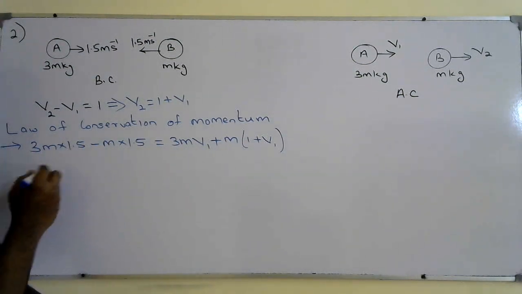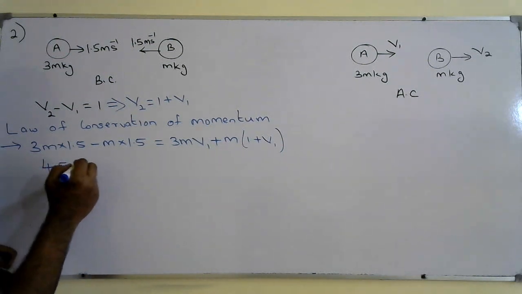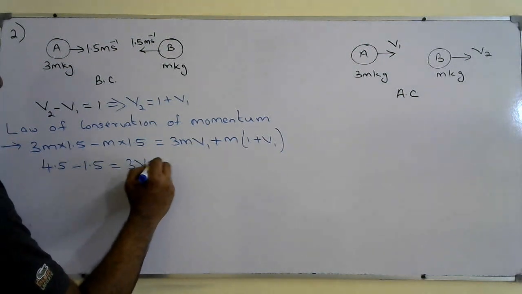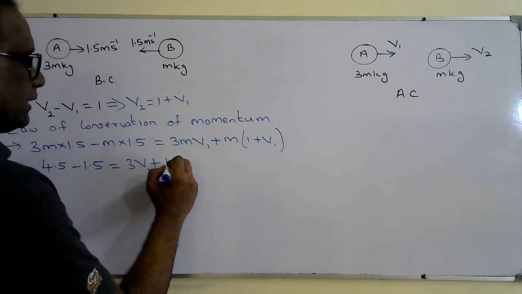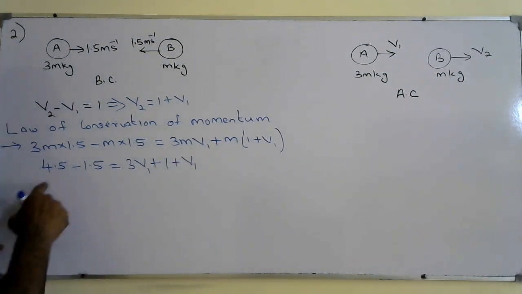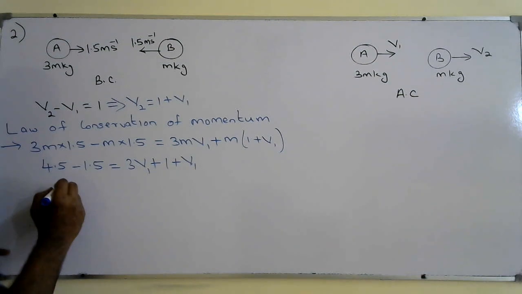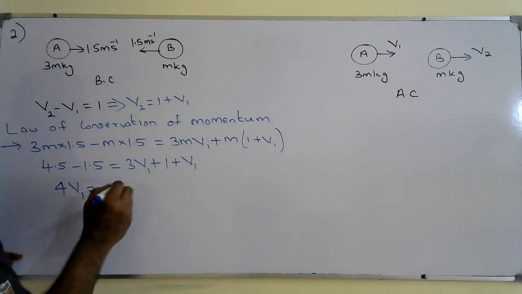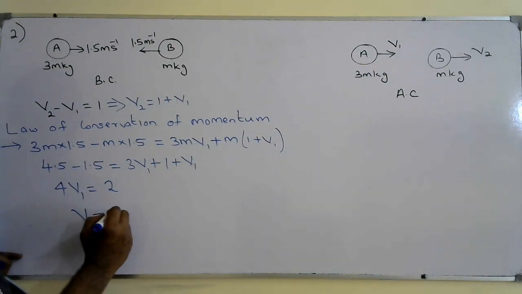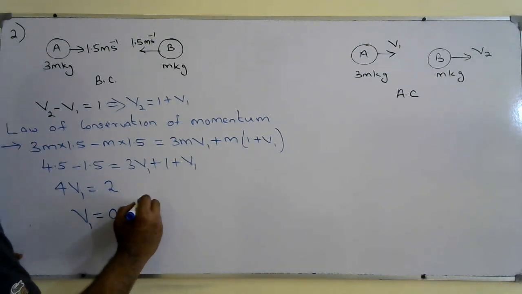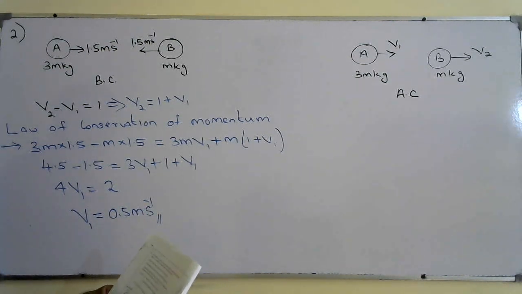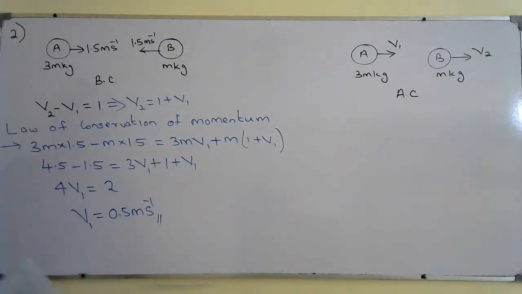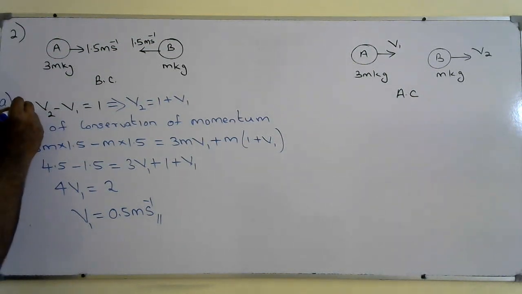So that is 3 into 1.5, that is 4.5, minus 1.5, equal to 3v1 plus 1 plus v1. Okay, so solve it. 3v1 plus v1, 4v1, is equal to 4.5 minus 1.5, 3, 3 minus 1, 2. So v1 is going to be half, or 0.5 meter per second. That's the answer. v1 is equal to 0.5 meter per second. That is the answer for the A part, first part. So A part, first part, I did it.